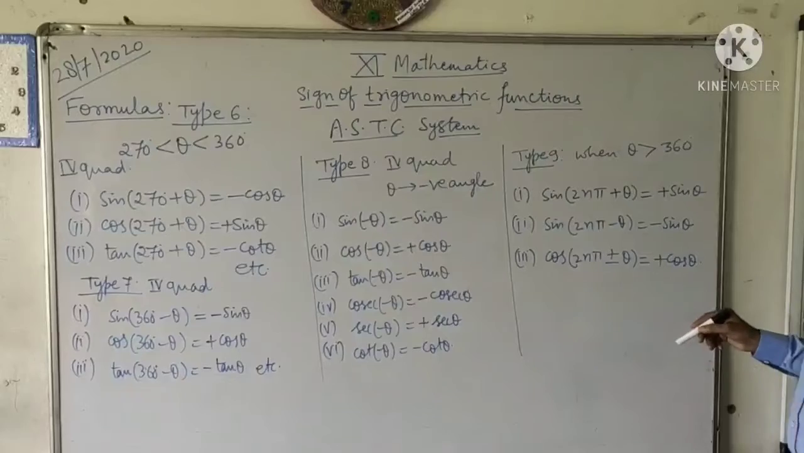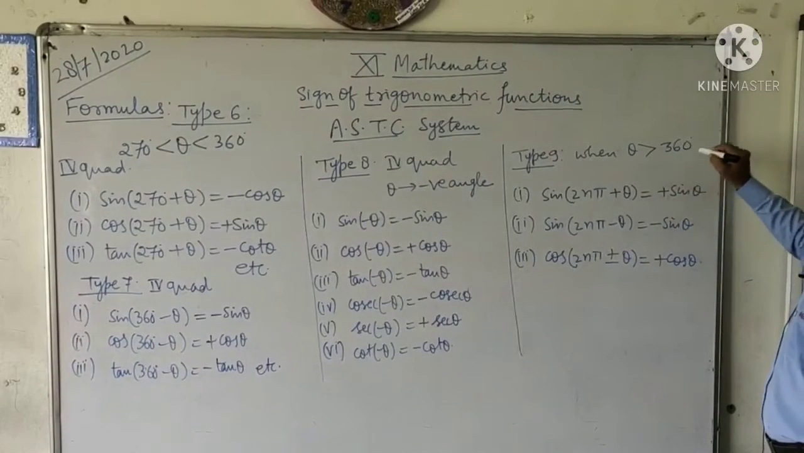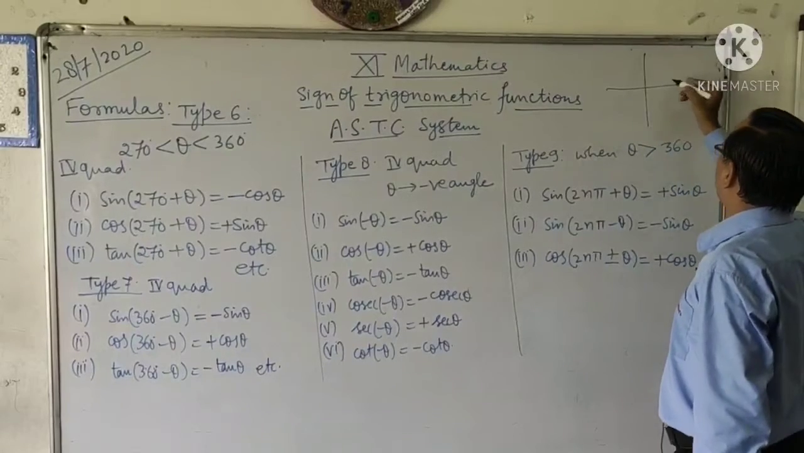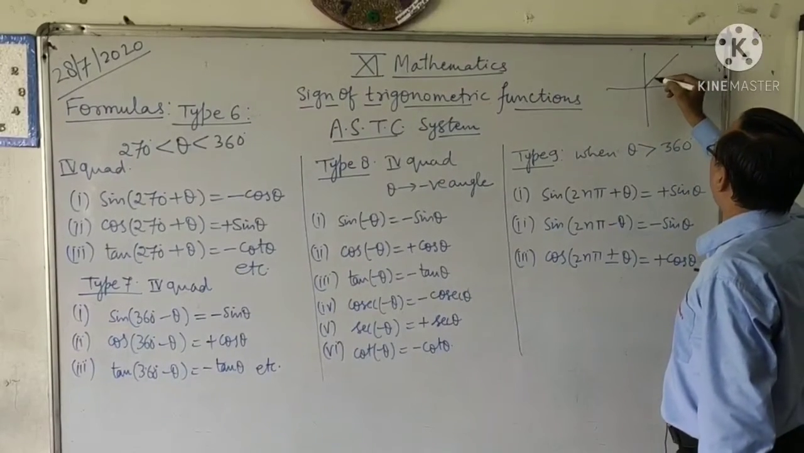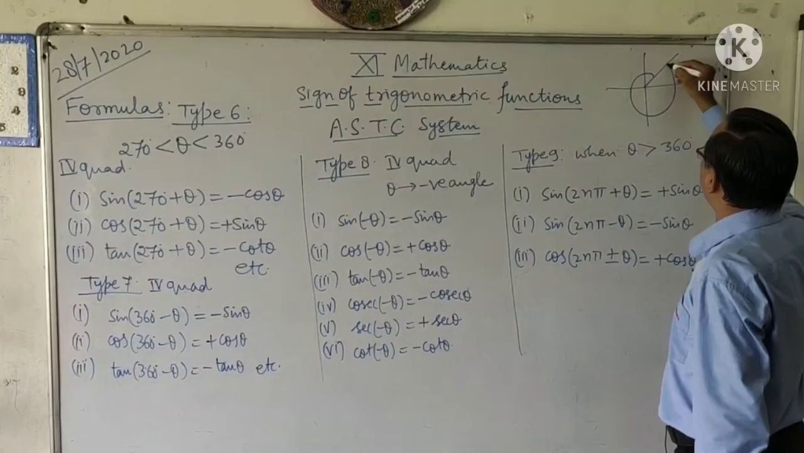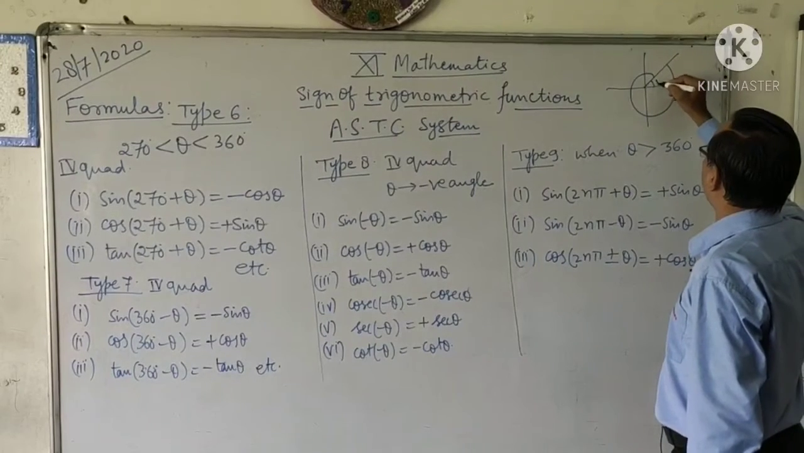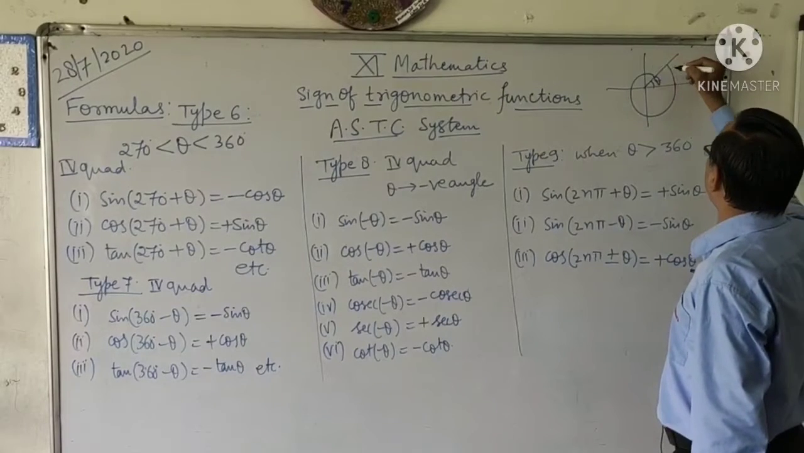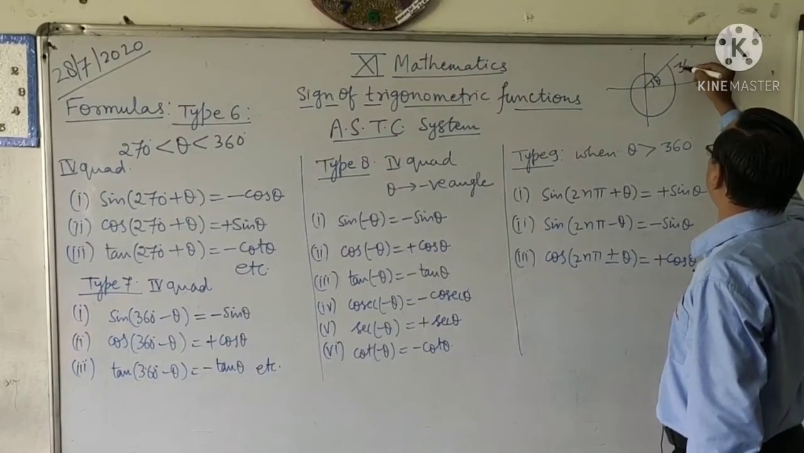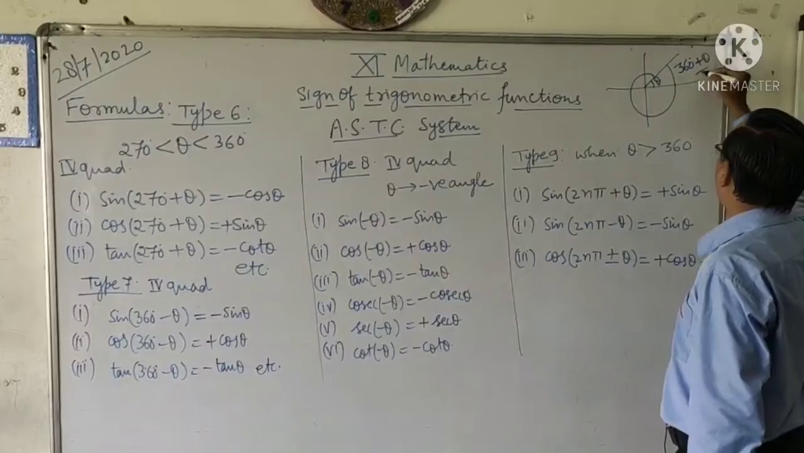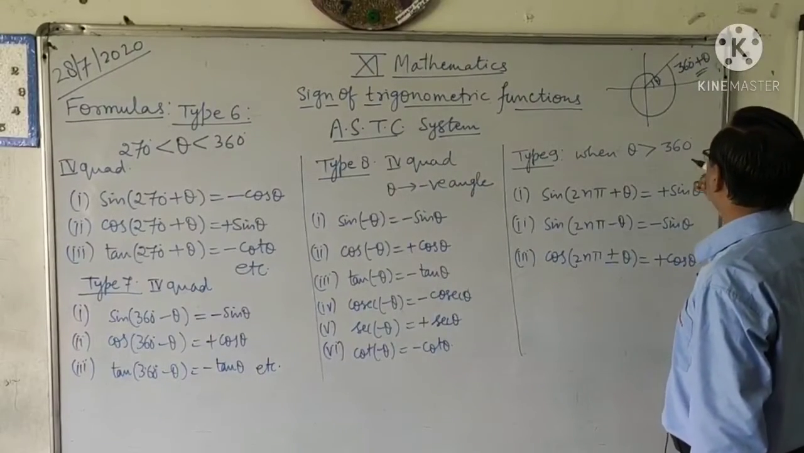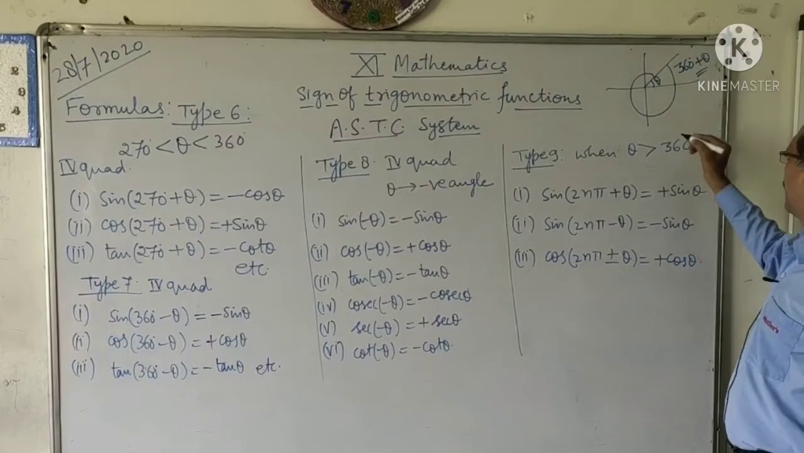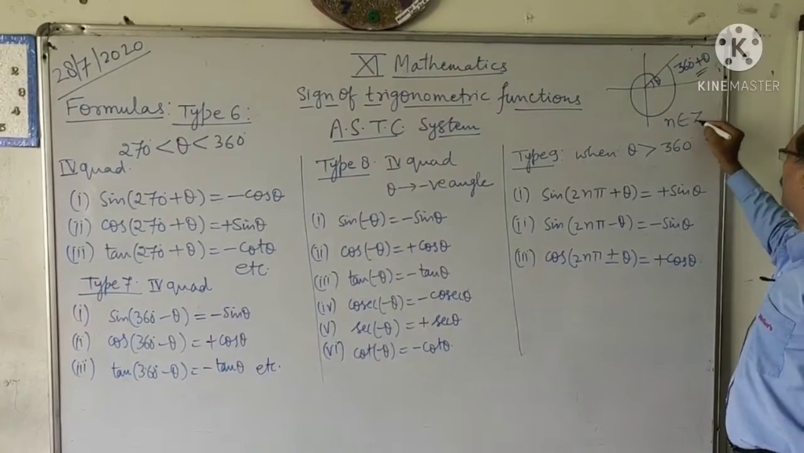Now type 9. When theta is more than 360 degrees, it means the angle is more than 360 degrees, meaning one round is complete. There is angle theta, right? So here one round is complete. It is 360 degrees plus theta, or it is also called 2n pi plus theta. Here n is an integer, n belongs to Z.